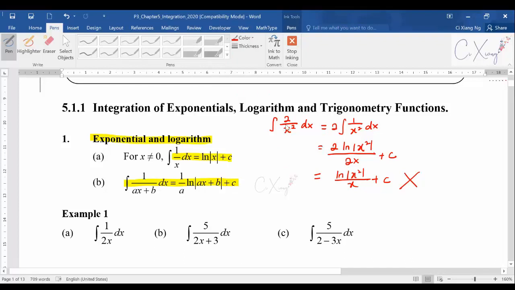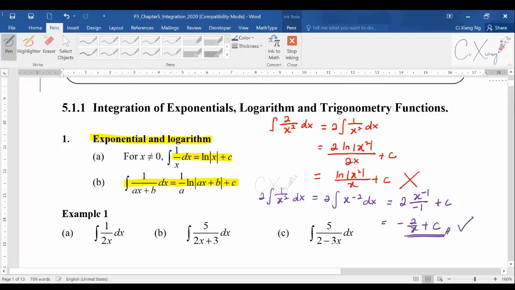Okay, so the correct way to integrate this one is actually, you should pull out the 2, because 2 is a constant, and then after that, you have x power negative 2, and to do the integration for this x power negative 2, you are doing it as power plus 1. So negative 2 plus 1, you get negative 1 divided by the new power, then plus c. So eventually you are having negative 2 over x plus c. So this is something that you should have.